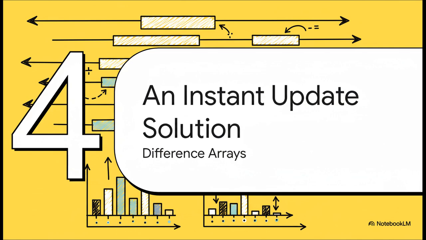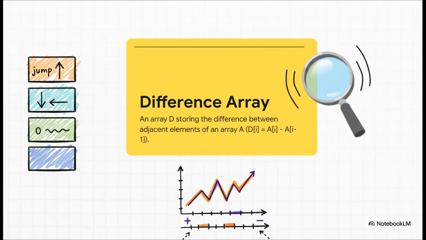And that brings us to our second hero technique, the difference array. It's practically tailor-made for this exact problem, handling tons and tons of range updates super efficiently. So, a difference array. What's that? Instead of storing the actual numbers, or a running total, it stores the change between numbers. Think of it like storing the jumps you make to get from one element to the next.